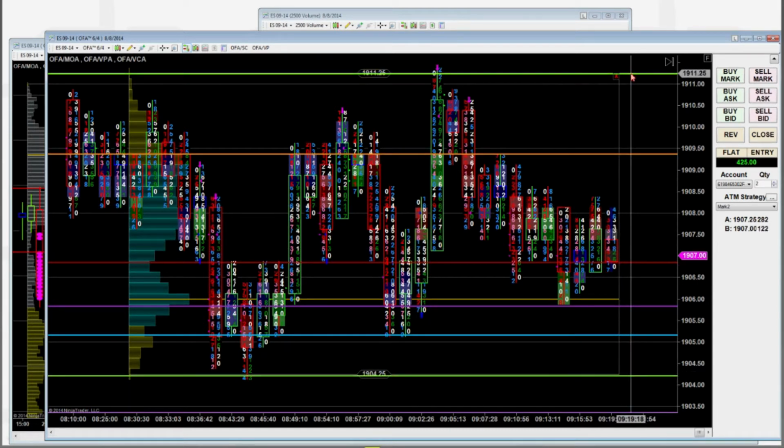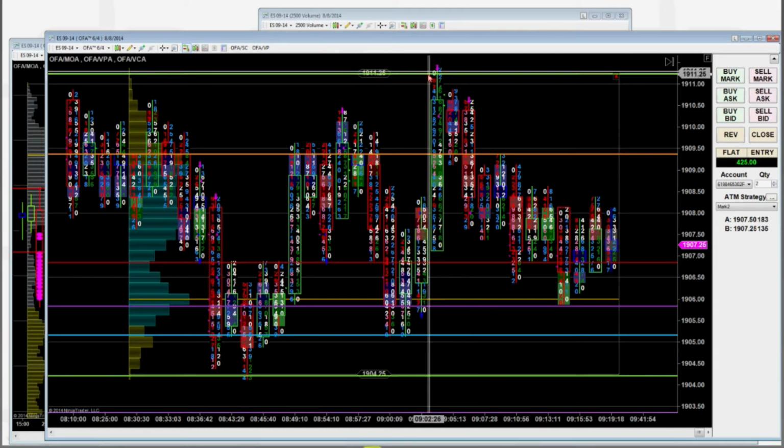So the IB is simply the first hour of trading, the range, top and bottom of the first hour of trading. And right now the high of this session is 11.25, and the low of this session is at 4.25. That's it. That's how you determine the IB. We've got 10 minutes left in this session. When the clock hits 10:30 a.m. Eastern, IB is officially set.